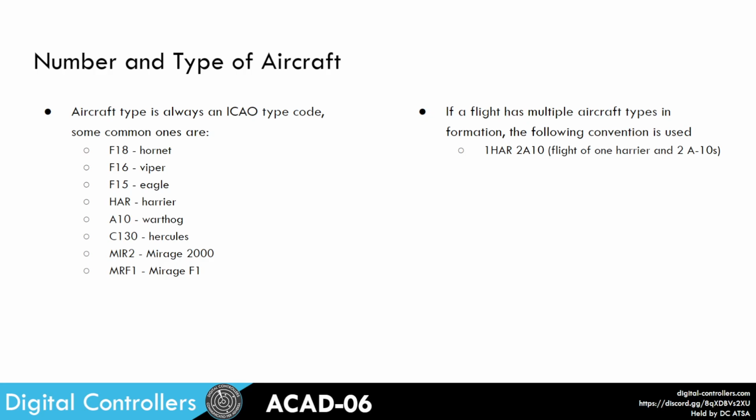So looking at the number and type of aircraft in a bit more detail. The aircraft type is always displayed as an ICAO type code, and some common ones are shown here in the slides. And then if a flight has multiple aircraft types in formation, they use the convention that's on the right there. So in that example, we have a flight of one Harrier and two A-10s.